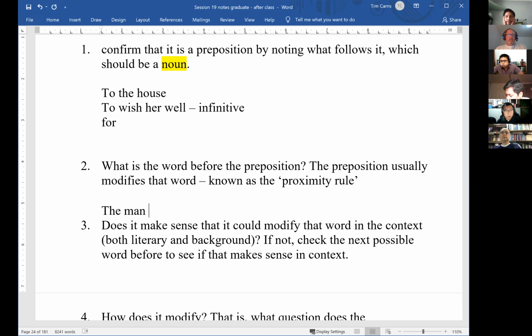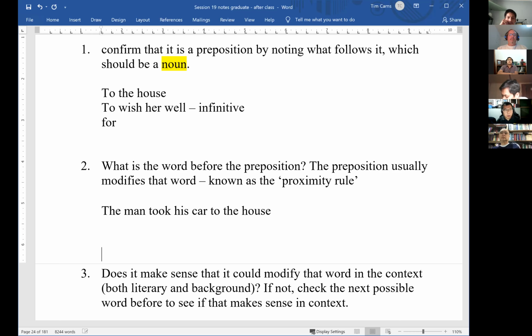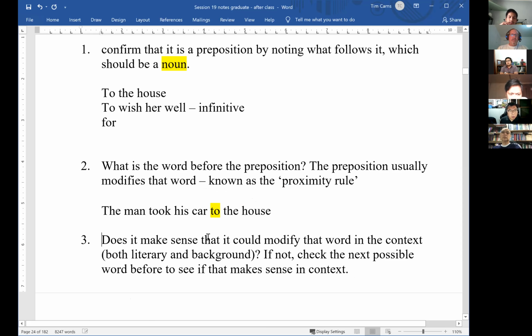So for example, if the sentence was "The man took his car to the house." Okay, so I noticed "to." I'm pretty sure "to" is usually a preposition. That's what I remember, because I remember with boot, right? And T is for "to." Well, let me test it. First, is it followed by a noun? Yes. All right, so that's good. Second, what word comes before it? In this case, it is "car." So I ask myself, and this is the third step, does it make sense that "to the house" could modify "car"?